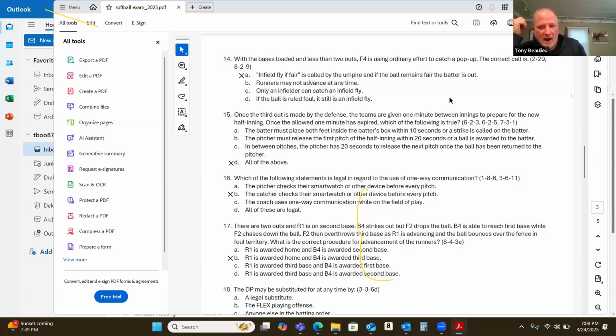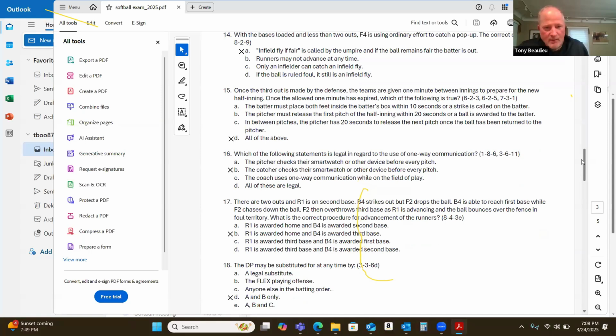But my official association stance would be to try to be as cool as possible and only enforce that timing if they're being defiant about it. That would be my suggestion. But like I said, if it's your game, it's your game, and the rule would support you on those timing issues. What's the answer to number 15? D, all of the above.